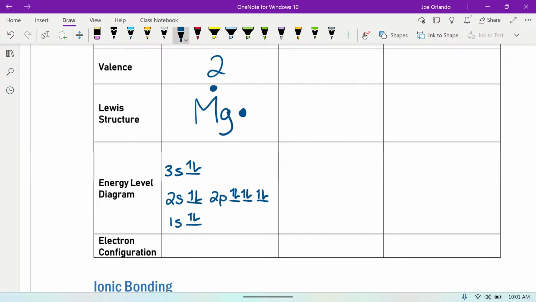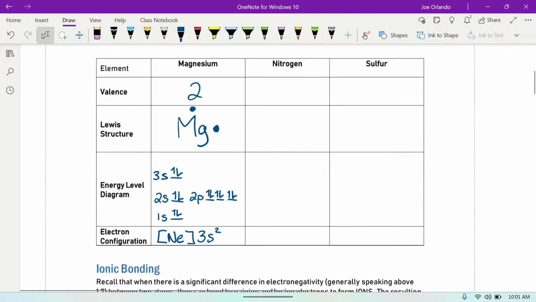3s. Yep, but what would we have to put in front of it? Neon. Good. So electronically speaking, talking about its electrons, this is like a neon atom, but in addition to that, it has 2 electrons in its 3s orbital. Good. All right. Take 35 seconds, do the same for these guys, for nitrogen and for sulfur.